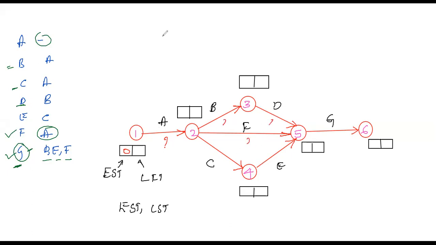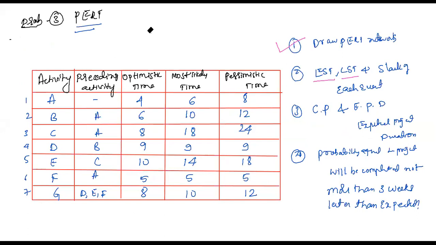In this problem, they have not directly mentioned the time. So if you want to calculate this, we require a time. To calculate the time, you need to go to this table. They have given three kinds of timings: optimistic time, most likely time, and pessimistic time. By using these three columns, we need to calculate the expected time.